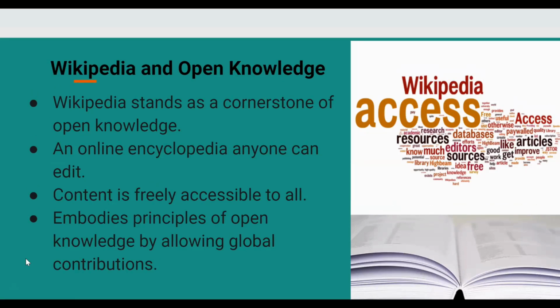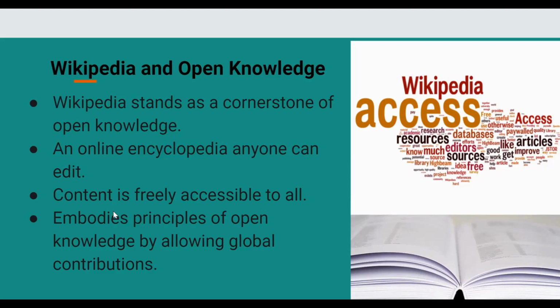Okay, the next one is Wikipedia is an online encyclopedia anyone can edit. Since it is open, the way the name is, it is open knowledge. It is open for anyone to edit, and its content is freely accessible to all. So those are the similarities, or let's say the relationship, between Wikipedia and open knowledge. It is free and accessible to all, for everyone to use.